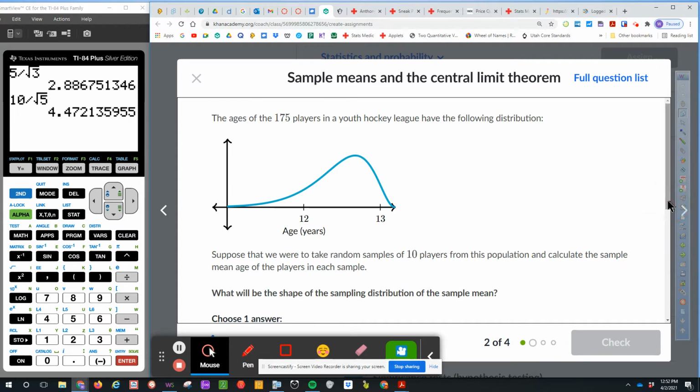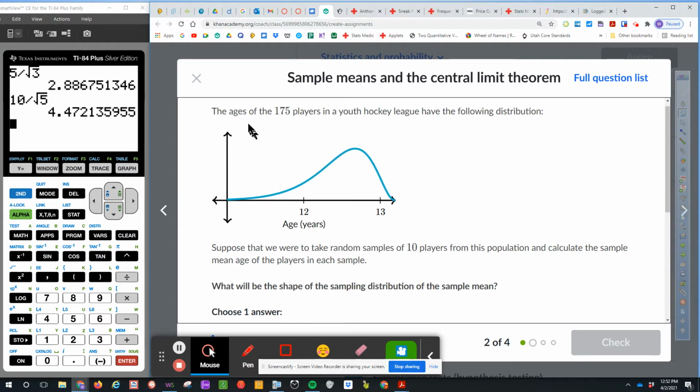Okay, next question here. The ages of the 175 players in the youth hockey league have the following distribution. So, very few young kids, mostly between 12 and 13, close to 13, but it's skewed to the left, right? Can you see that this is skewed left? Because, in my mind, people here are screwed. That's why it's skewed left, right? On the left hand side.